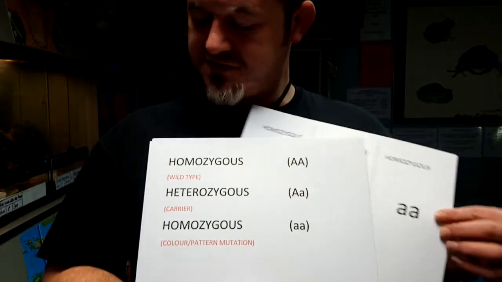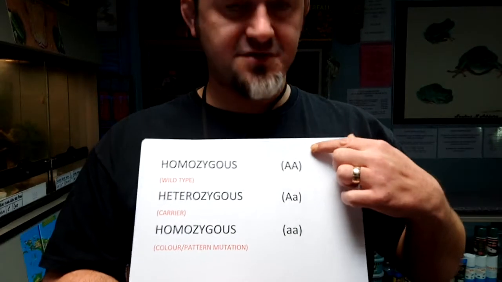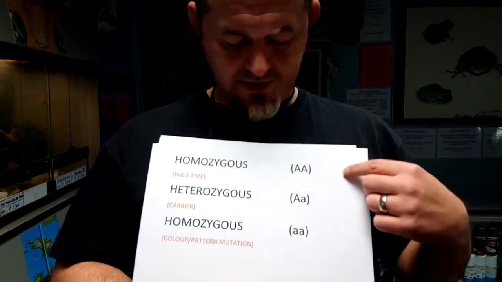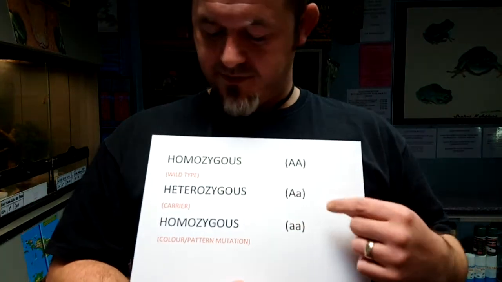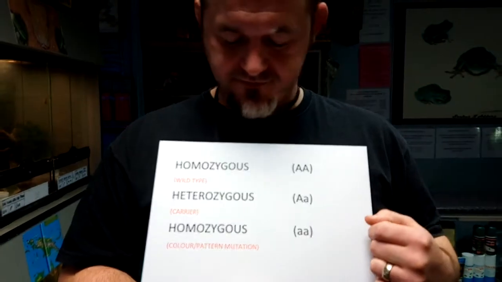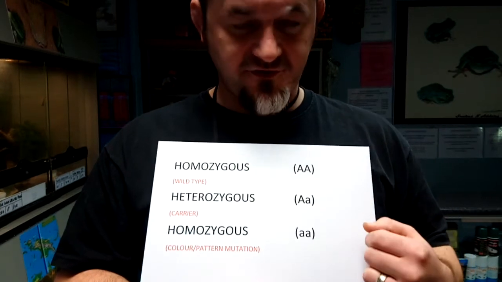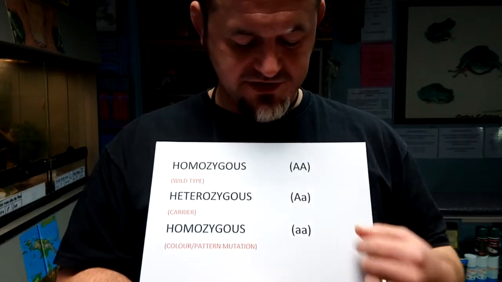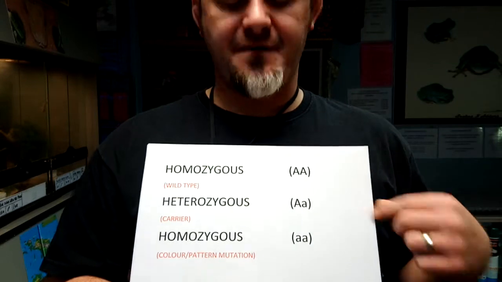The meanings of these are: homozygous, two capital A's, is wild type. Heterozygous, or carrier, is a capital A and a lowercase a. Homozygous for the colour mutation or pattern mutation is represented as two lowercase a's.